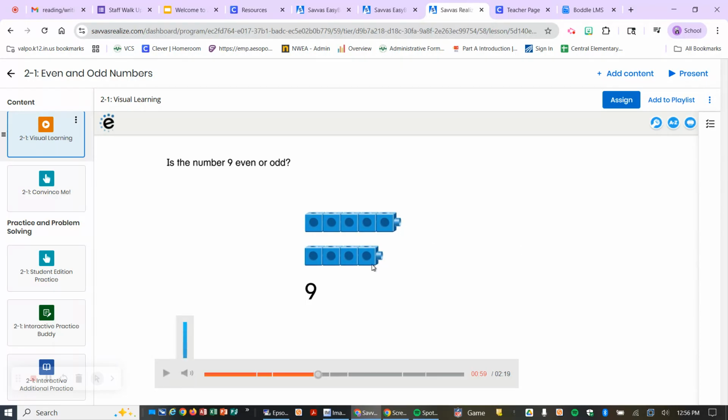Okay, when we're talking about equal parts, we're saying that each group has a partner. So 1, 1, 1, 1, 1, 1, 1, 1, 1, no partner. So this is odd. The number 9 is odd.